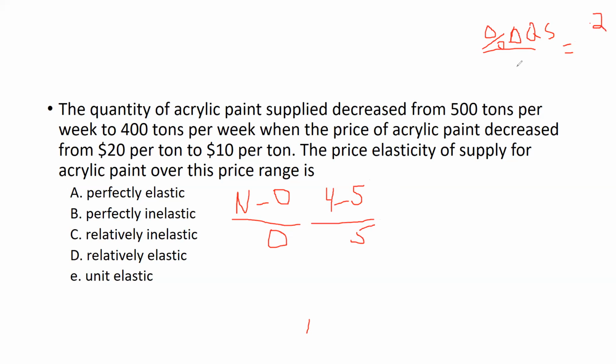Now I've got to do the change in price. So the new price is 10 minus the old price, which is 20, over 20. So that's going to give me 10 over 20, which will be a half, which is 0.5. So I have 0.2 over 0.5. So that's going to be 2/5, less than 1. So that's going to be relatively inelastic.